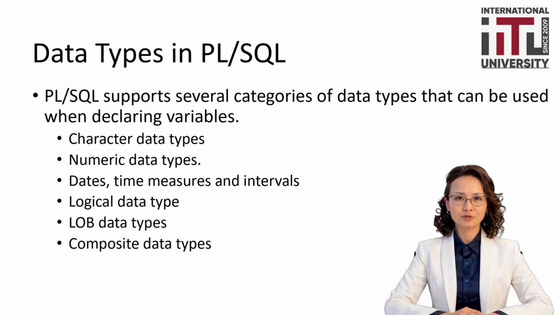Another important category is LOB data types, such as BLOB and CLOB, which are used to store large amounts of data like images, videos, or large text documents. Finally, PLSQL supports composite data types, including records and collections, which allow grouping multiple values into a single structure. Overall, these diverse data types provide flexibility, accuracy, and efficiency when working with data in PLSQL programs.